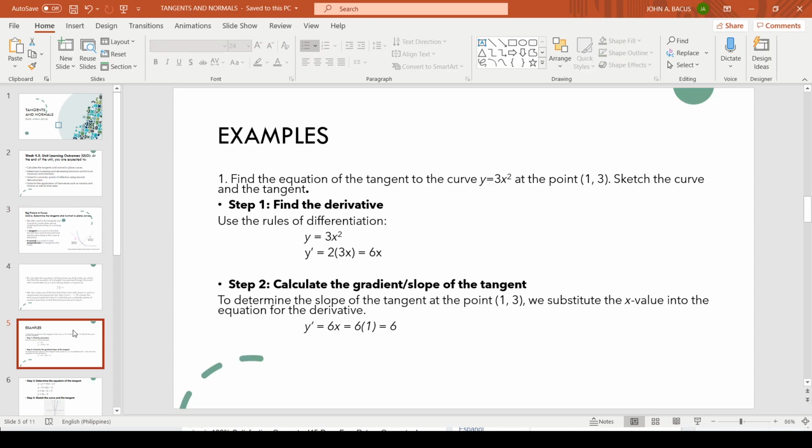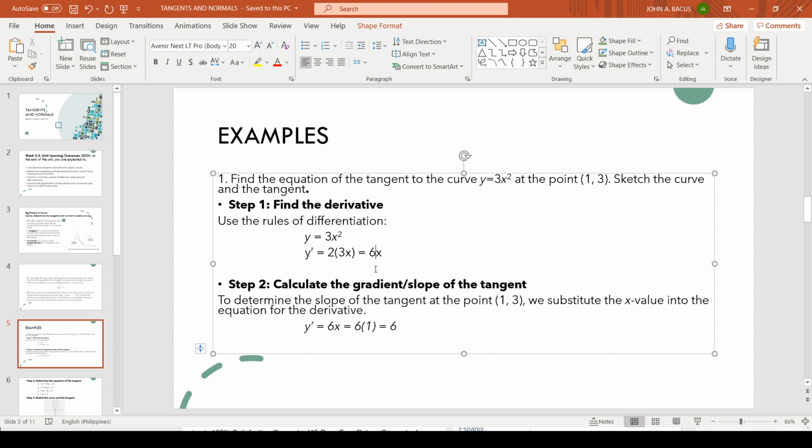So the slope of a normal line is just the negative reciprocal of the slope of the tangent line. Okay? So let's say for example, you are going to find the equation of the tangent to the curve y equals 3x squared at the point (1, 3). So the points are already given. So sketch the curve and find the tangent equation. So the first step is to find the derivative of the curve to get the slope. Okay, so the derivative of this one is equivalent to 6x.